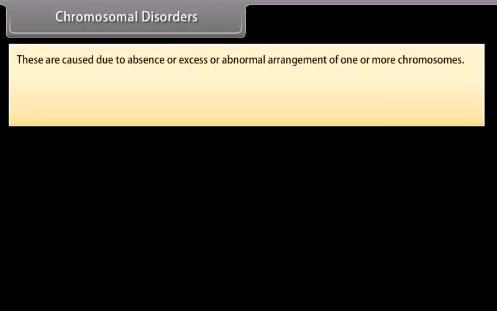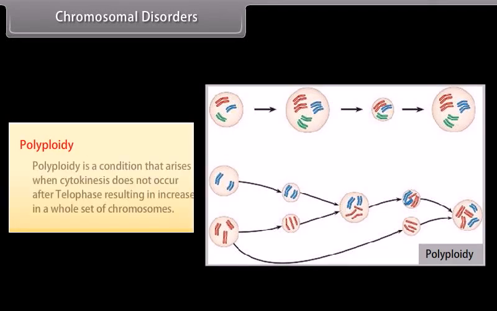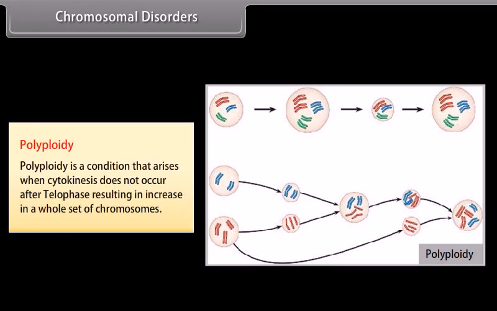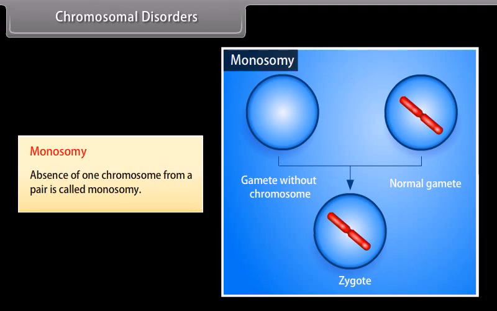Chromosomal disorders. These are caused due to absence or excess or abnormal arrangement of one or more chromosomes. Such disorders can be aneuploidy: failure of segregation of chromatids during the cell division cycle results in the gain or loss of chromosomes, called aneuploidy. Polyploidy: polyploidy is a condition that arises when cytokinesis does not occur after telophase, resulting in increase in a whole set of chromosomes. Trisomy: an extra copy of a chromosome is called trisomy. Monosomy: absence of one chromosome from a pair is called monosomy.